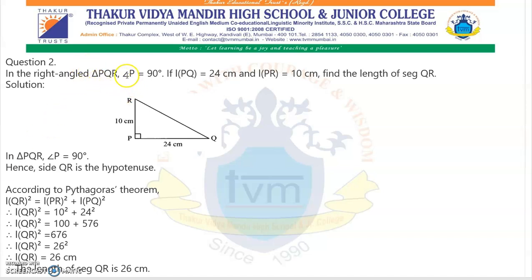In right angle triangle PQR, you see that angle P is 90 degrees, length PQ is given as 24 centimeters, and PR is given as 10. Find the length of segment QR. Here we have to find the value of the hypotenuse. In triangle PQR, P is 90 degrees, so QR is the hypotenuse. By Pythagoras theorem, hypotenuse square equals perpendicular square plus base square.